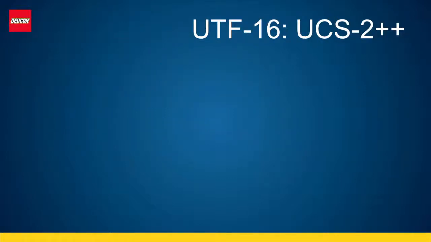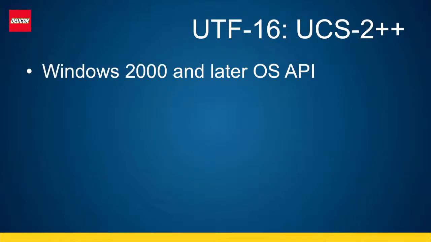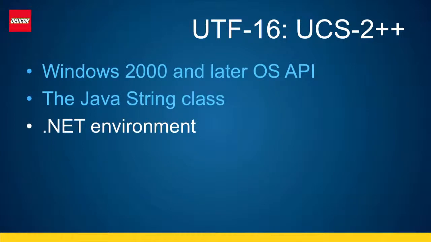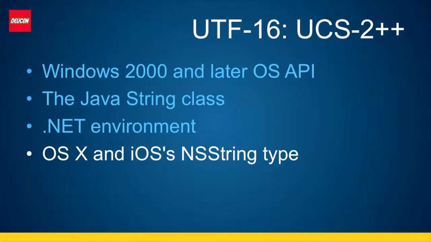However, UCS2 was deprecated in favor of UTF-16, which is fine to use. It adds support for those code points that cannot be represented in 2 bytes. And you can find it in a couple places. Since Windows 2000, the Windows OS API uses it. The current Java string class uses it internally as the representation, so you get full Unicode support. The .NET environment uses it. And OS X and iOS's NSString type use it internally.